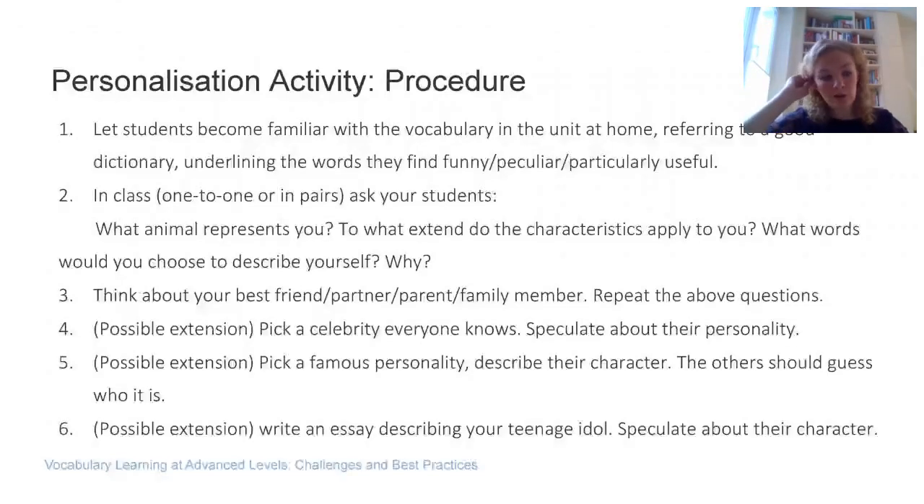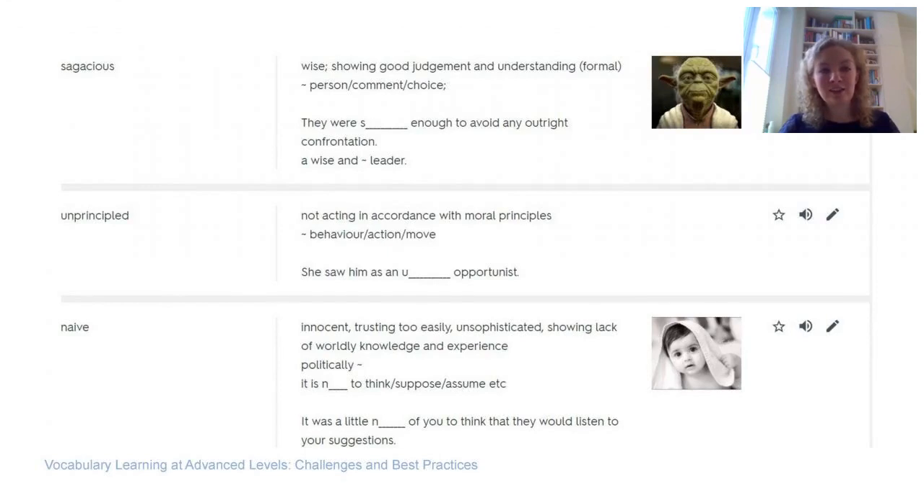And I mentioned my Quizlet set, and this is an example of my Quizlet set on this particular unit. You see, I also try to find some funny, illustrative pictures to accompany the words. So, sagacious, I thought about Yoda. He seemed very sagacious. And what else you can include in these sets is, for example, the word naive, which is very easy for Russian learners because we have this word in Russian. This is a cognate.